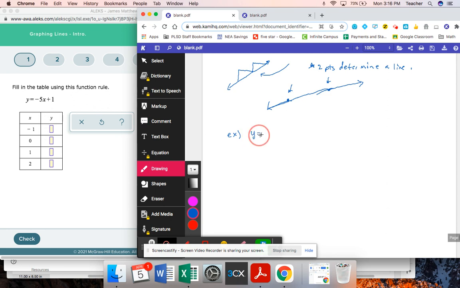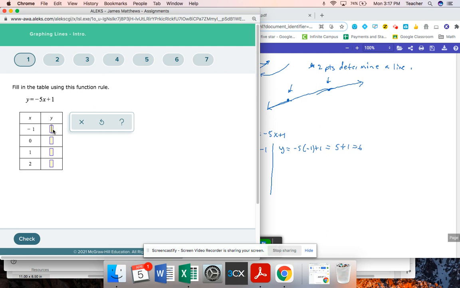So if I tell you that y is equal to negative 5x plus 1, then when I let x equal negative 1, I have y equals negative 5 times negative 1 plus 1, or 5 times negative 1 is positive 5 plus 1, or 6. So my y value here would be 6.